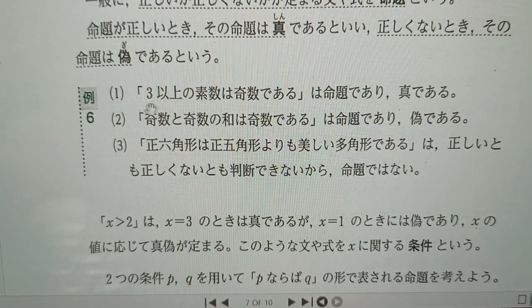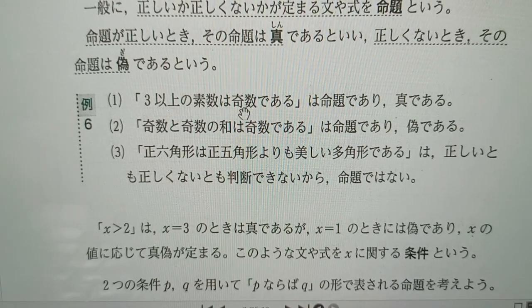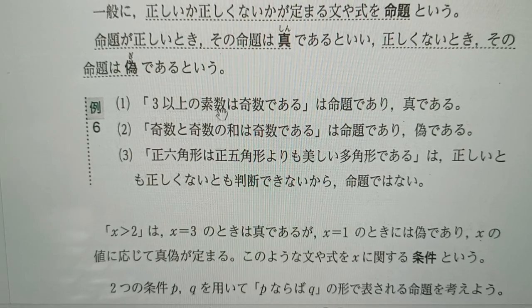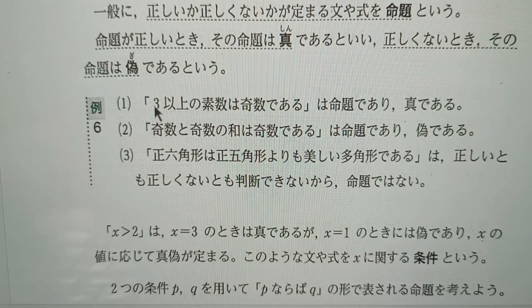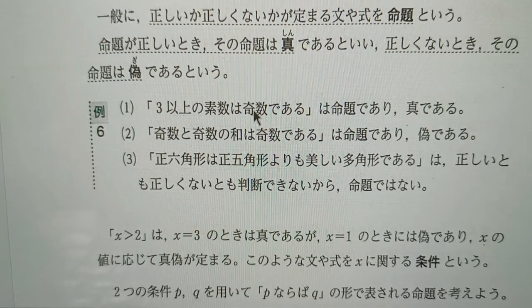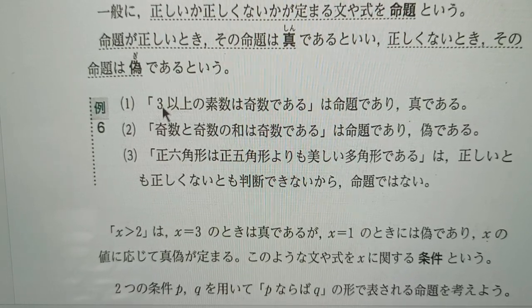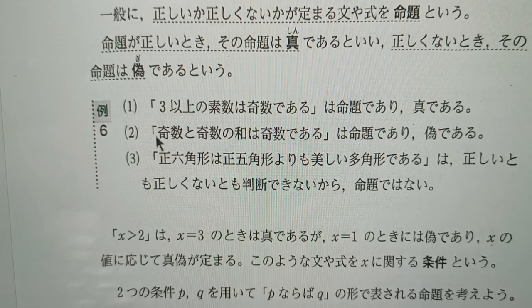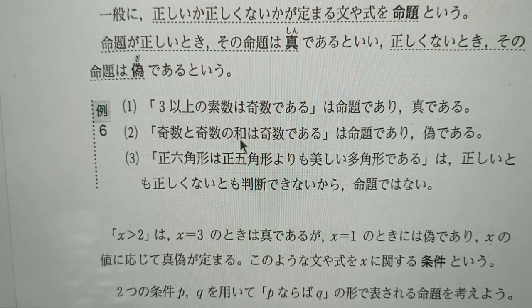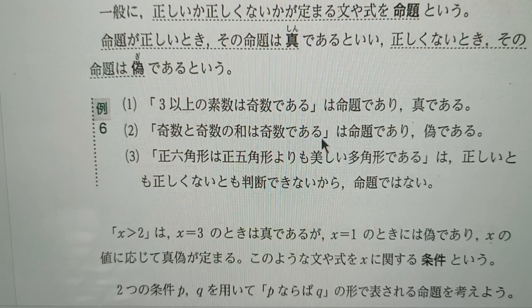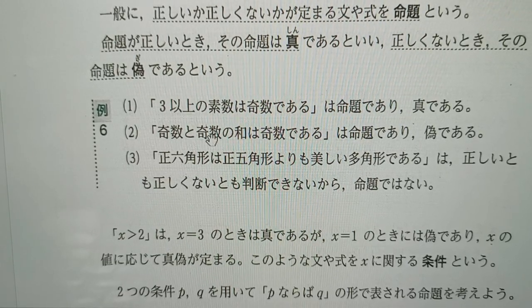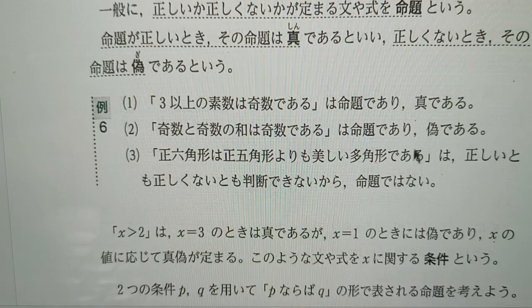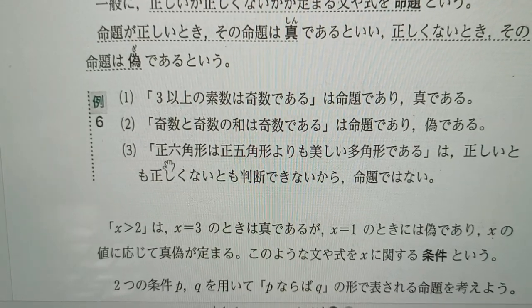Let's see the example 6.1. San ijo no sosu wa kisu de aru wa meidai de ari shin de aru. So the prime number which is equal to or above 3 is an odd number. 3 is a prime number, so it is correct. Okay, shin de aru. Kisu to kisu no wa wa kisu de aru. So when you add an odd number with an odd number, the result will be an odd number. This is a proposition, but gi de aru, it is not correct. Okay.